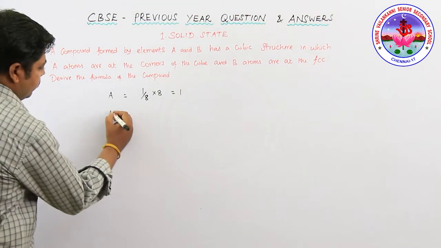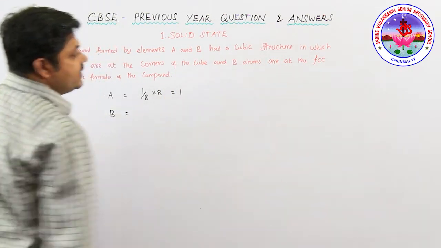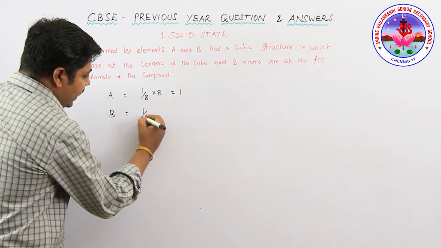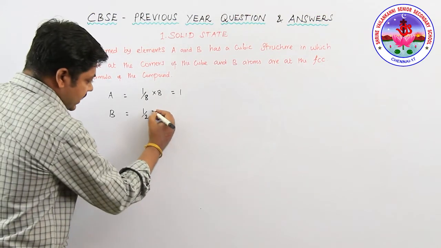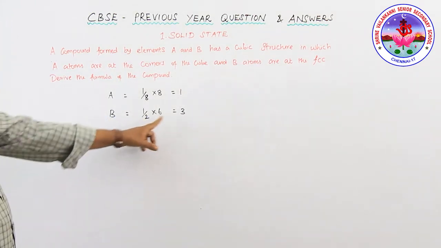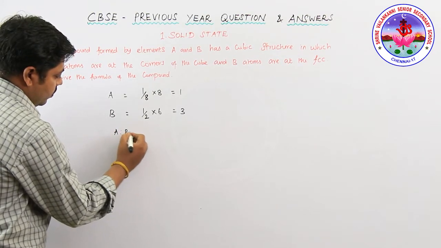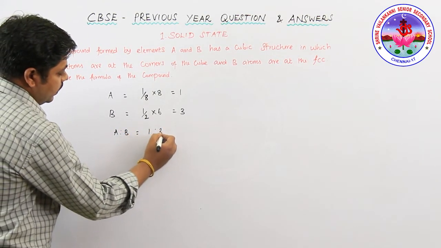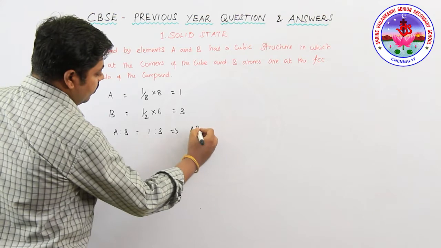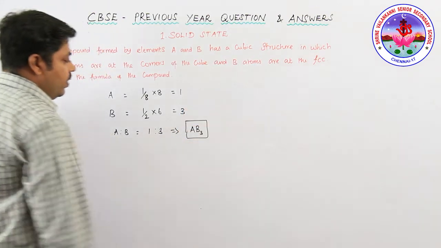Then look at B. The B atoms are at the face centers of the cube. Usually, the contribution of a particle at a face center is 1/2, and in a cube you have 6 faces. So the number of atoms at the face centers is 3. So here the ratio of A to B is 1 to 3. So the formula of the compound is AB3. AB3 is the formula of the compound.